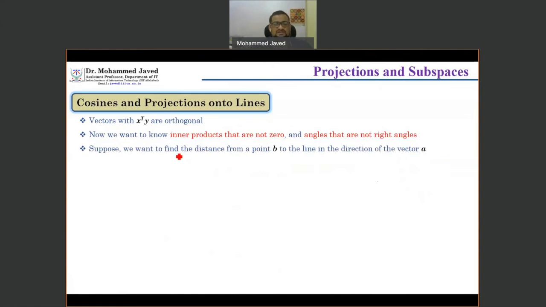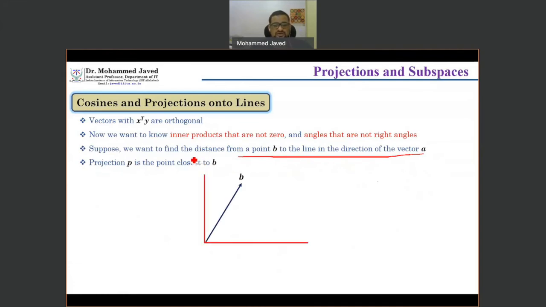Suppose we want to find the distance from a point B to the line in the direction of the vector A. So this is the concept of least squares, least squares fitting. That is the idea. You have been given a set of points, and that point should be projected onto the line which you are trying to fit. So the projection P is the point closest to B.